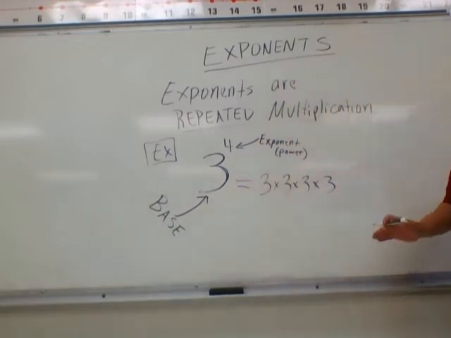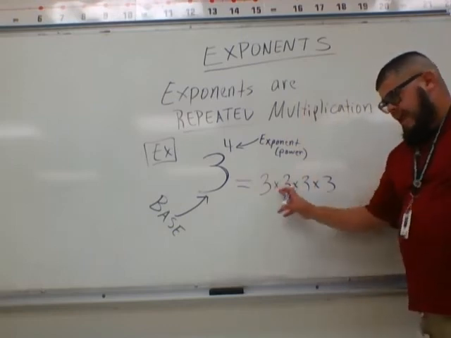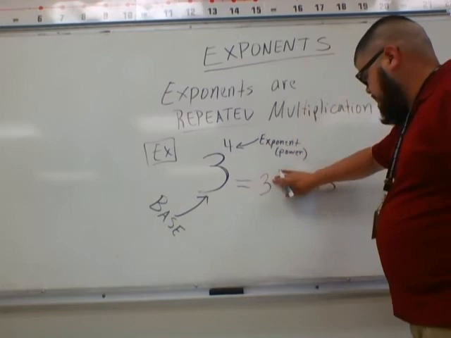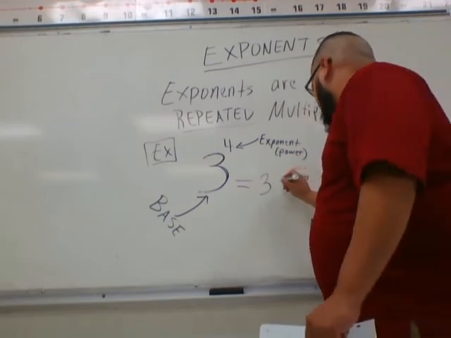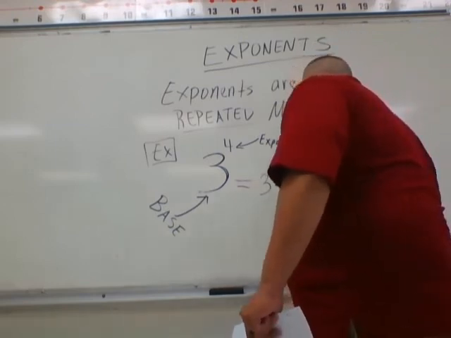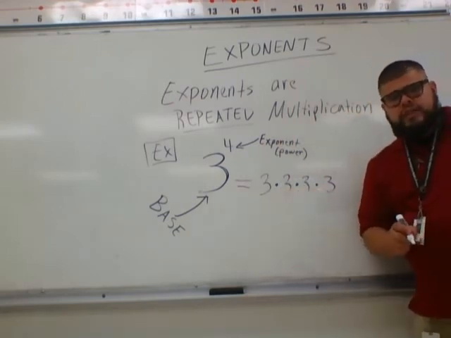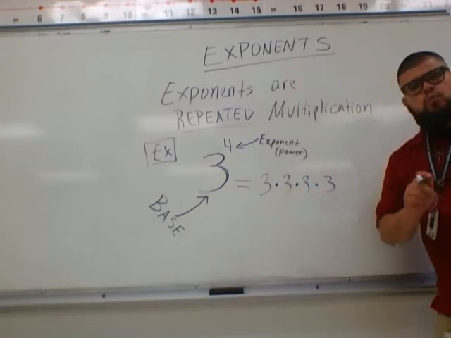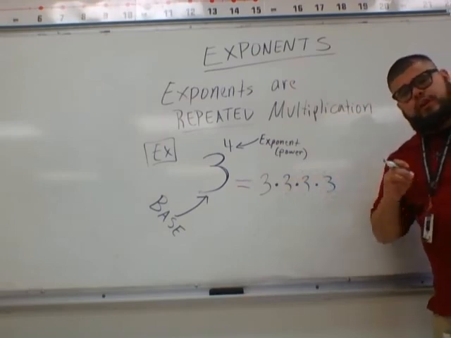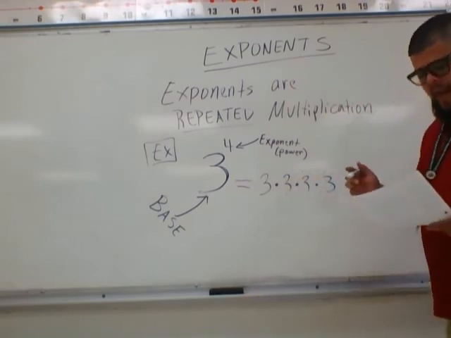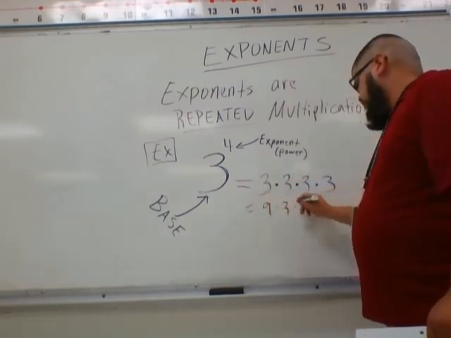Now, coming to exponents, I want you to understand something. We're no longer going to use the x for multiplication. Okay, I'm going to erase those. We're going to use a dot. Okay, we're going to use the dot. The reason we use the dot for multiplication is because when we start getting into variables, we don't want to get confused between the multiplication x and the letter x.